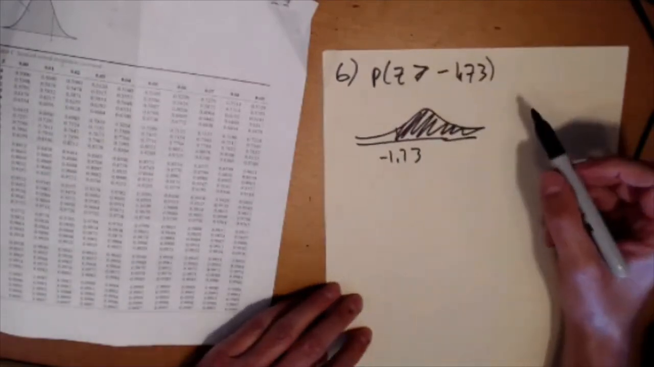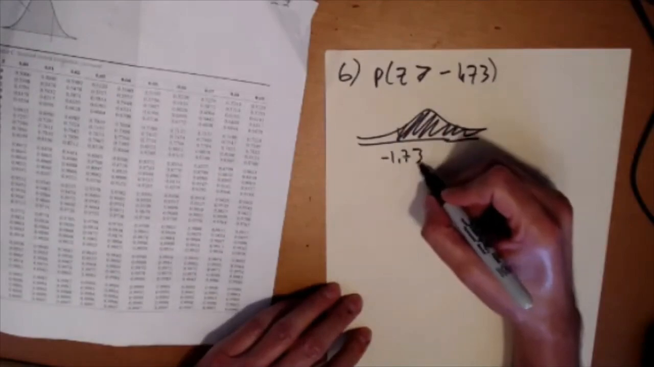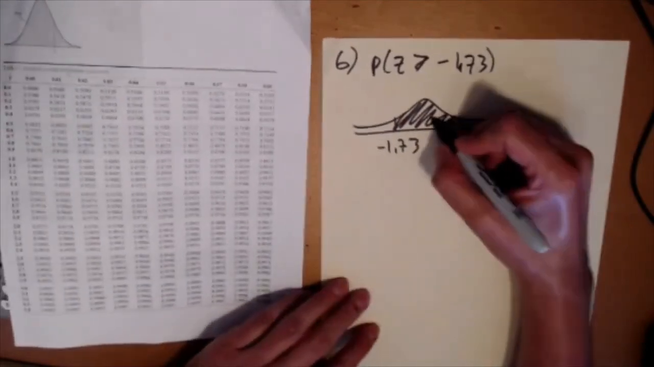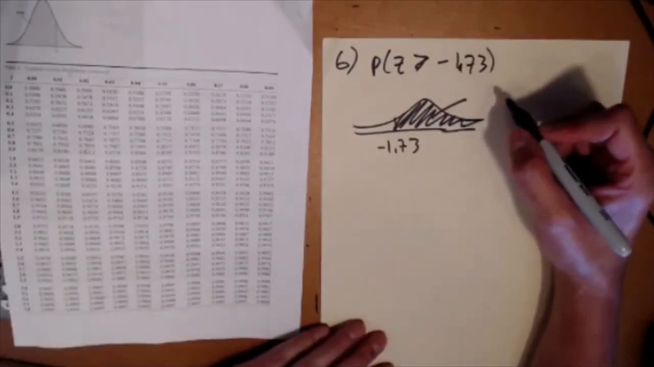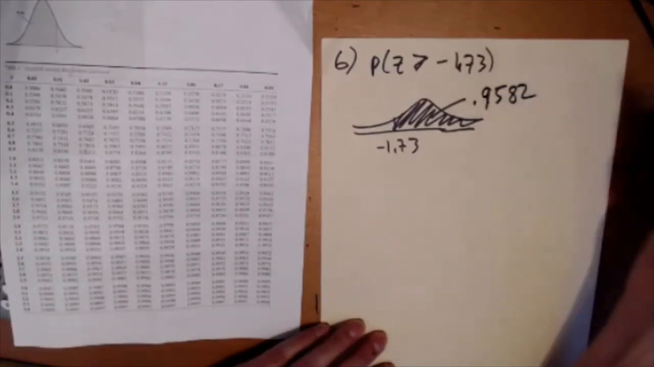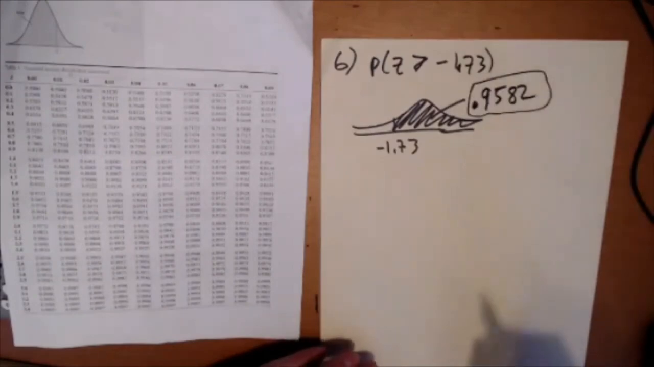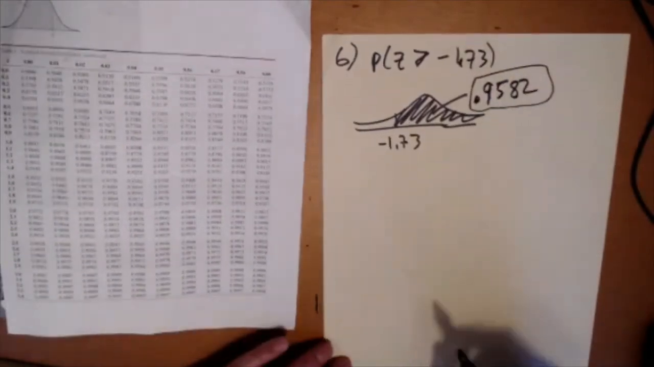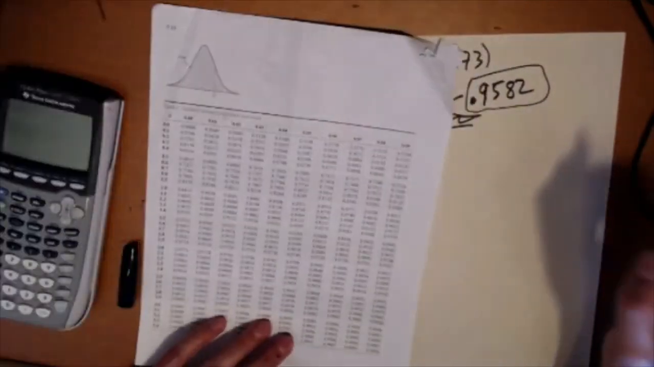Okay, is it left tail or right tail? It's right tail. If right tail, look up the opposite. Well, it says -1.73, so the opposite is +1.73. So I look up +1.73, and I get 0.9582. Boom. Again, we're going to do this on the calculator in a minute, and you'll be like, why did I bother teaching you it this way? Because everyone needs to see a z-table and how it works.